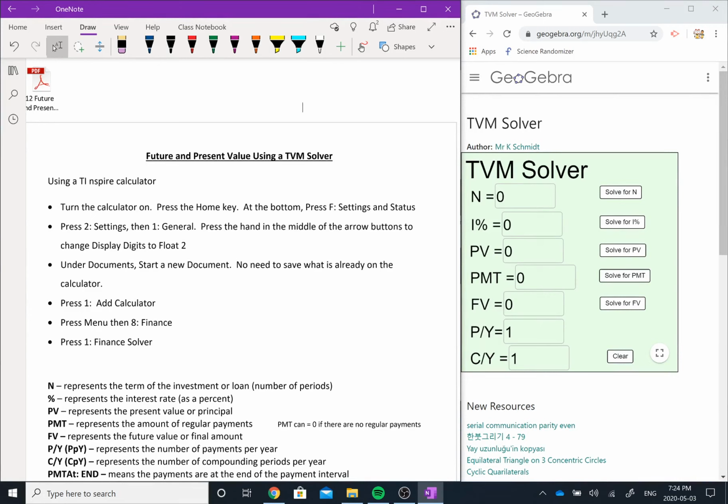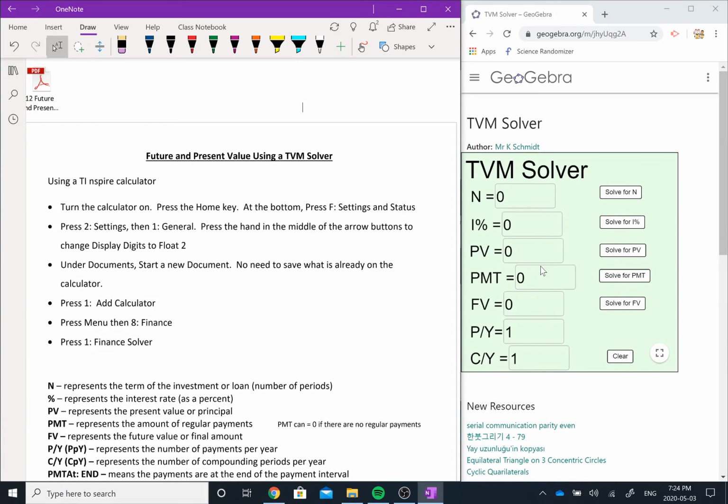If you Google GeoGebra, you can see it up here, GeoGebra TVM solver. This should be one of the main links that pops up. You click on it. And the only thing you may have to click on is maybe a green or a kind of a refresh button that pops up here, and you just have to click that and you'll get started using the TVM solver.